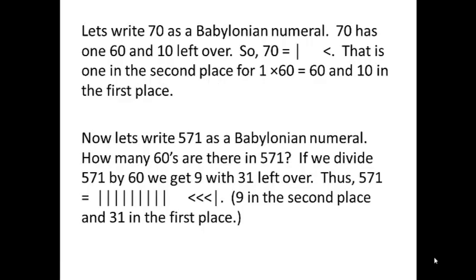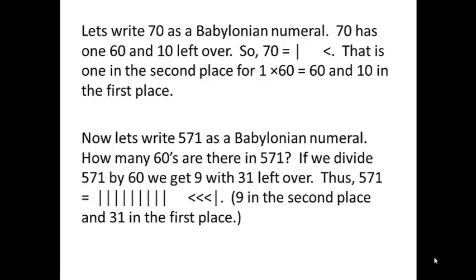Now, suppose we wanted to write 70 as a Babylonian numeral. How many 60s are in 70? Well, there's 1. If we divide 70 by 60, it goes 1 time with 10 left over. So there is 1 60, and so it's a 1 in the second place and a 10 in the first place.